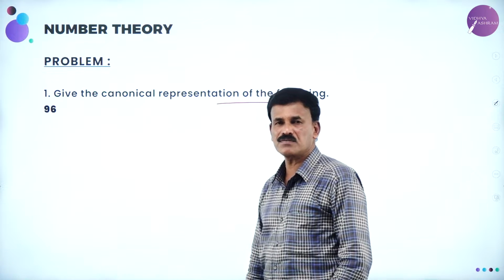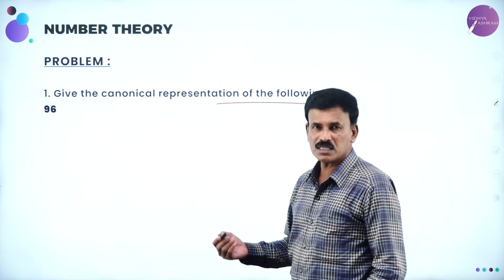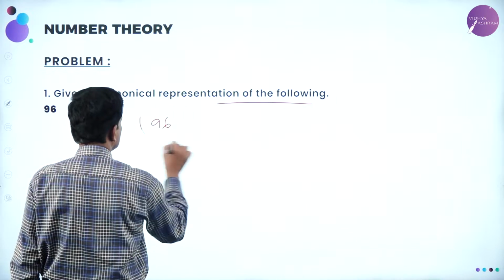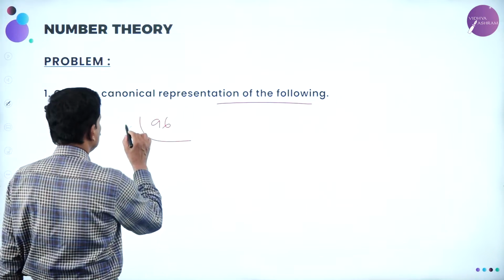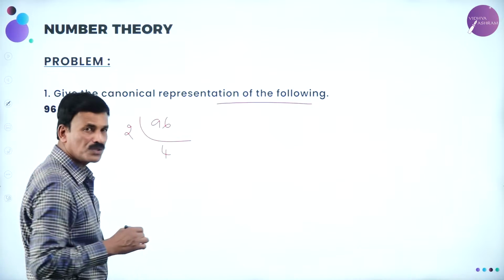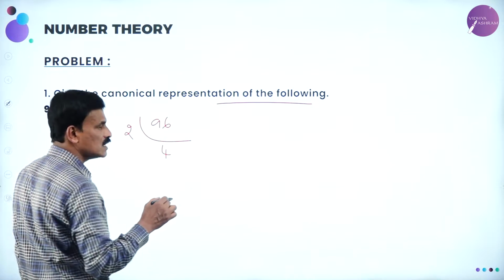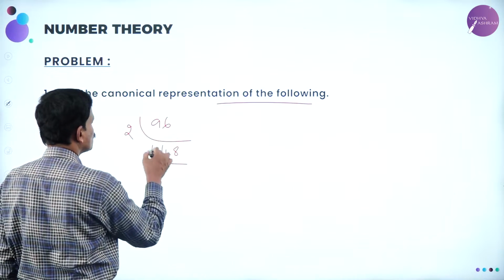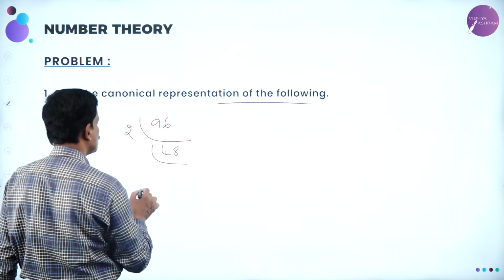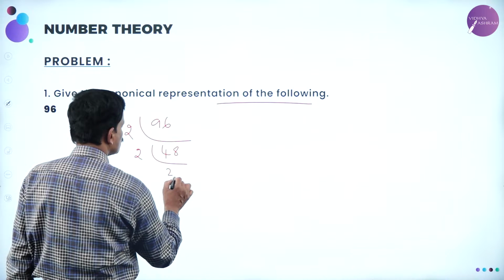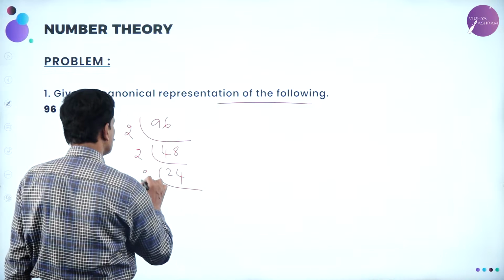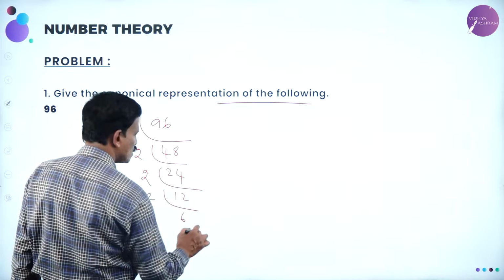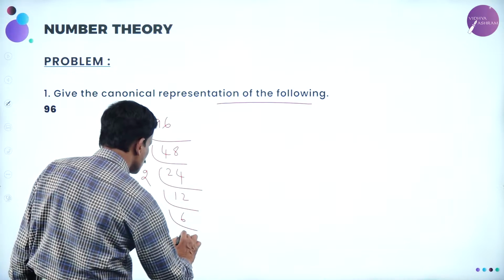Now let us consider the first one, 96. Let us express this as prime factors. So 96 can be written as, let us divide by 2. 2 4s are 8, remainder 16, 2 8s are 16. So 2 4s are 8, 2 8s are 16, that is 48 into 2 is 96. Again you can take 2, 2 2s are 4, again by 2, 2 1s are 2, 2 2s are 4, again by 2, 2 6s are 12, again by 2, this is equal to 3 times.